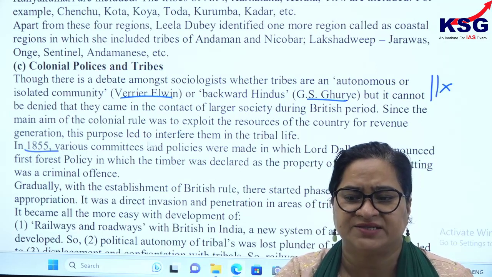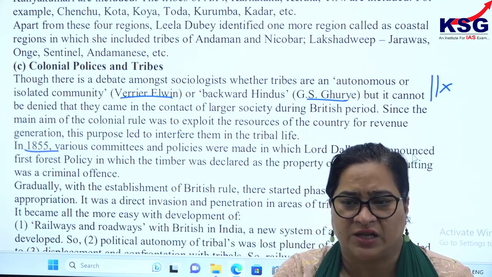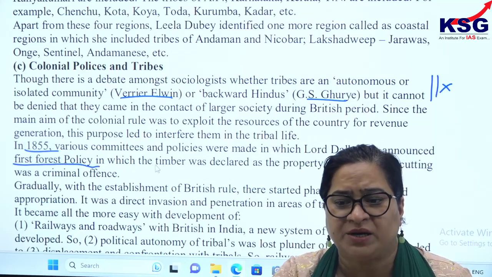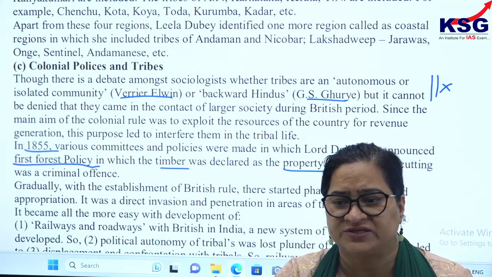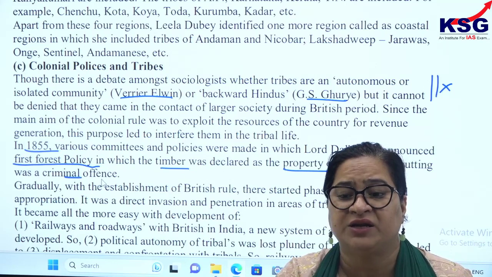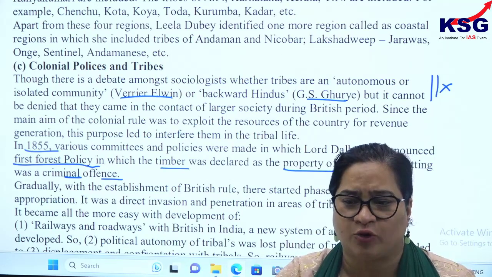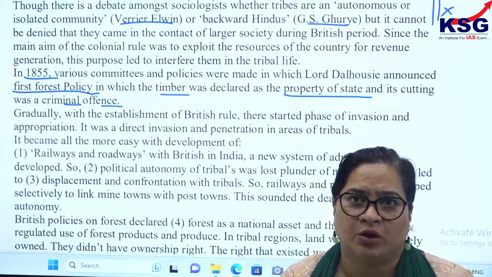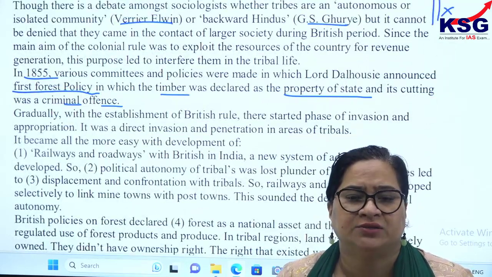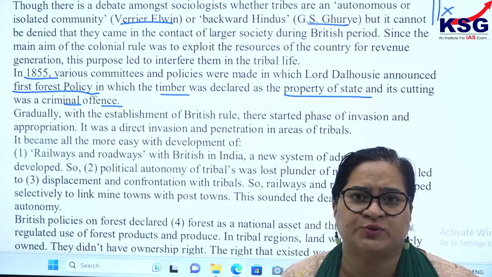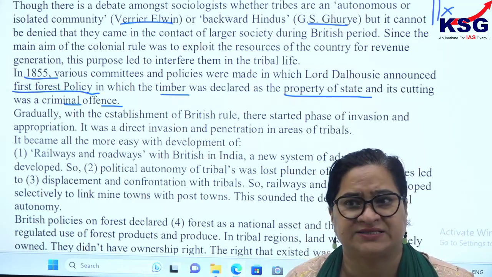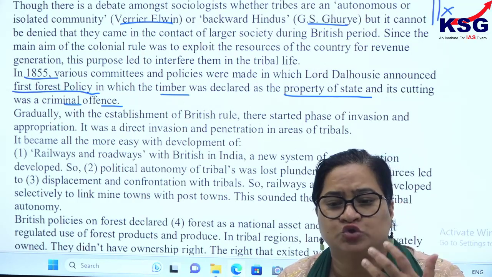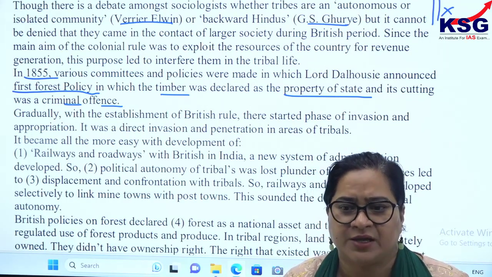In 1855, various committees and policies were made in which Lord Dalhousie announced the first forest policy, in which timber was declared as the property of the state and its cutting was a criminal offence. So of course, all the tribals who are associated with minor forest produce, the non-timber forest produce, will be segregated and will not be allowed to use those resources further, right? So what do we see?